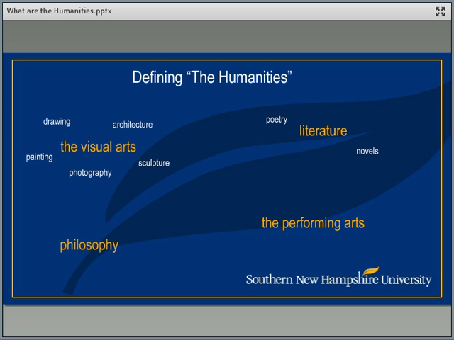Then when we look at literature, we can consider poetry, novels, prose, short stories, dramas, and plays, so it doesn't just refer to one particular kind of the written word. It can be a number of different genres within literature.